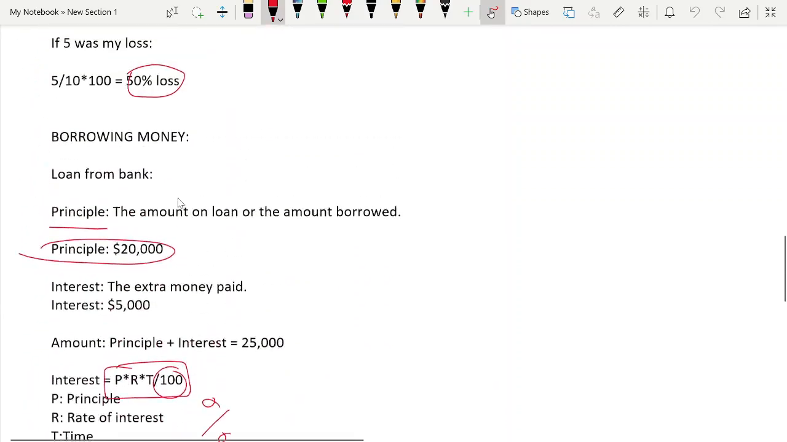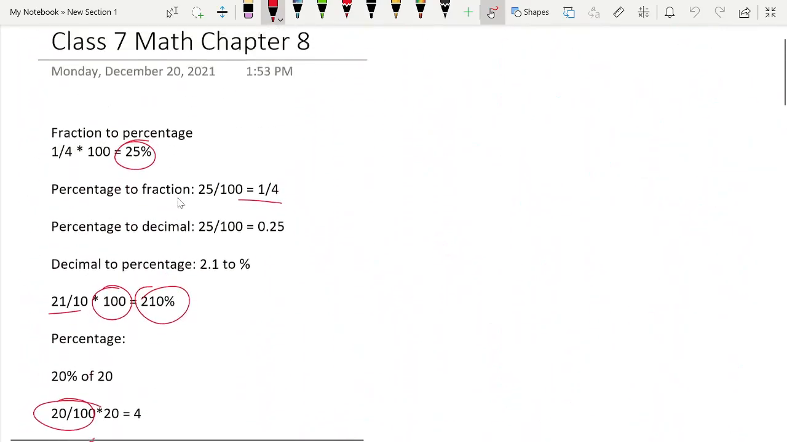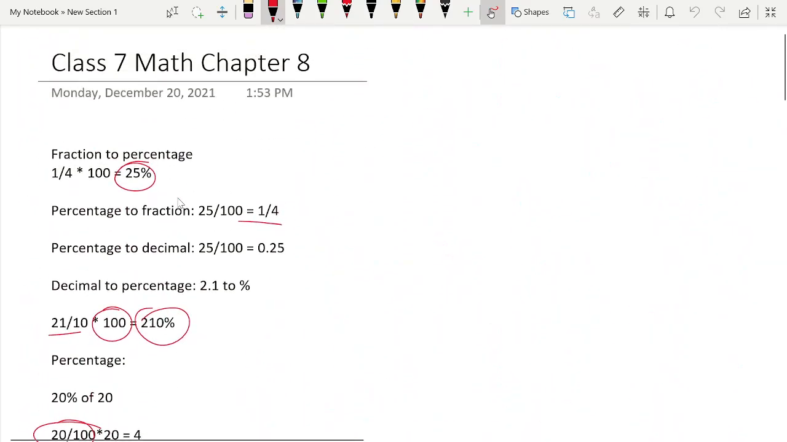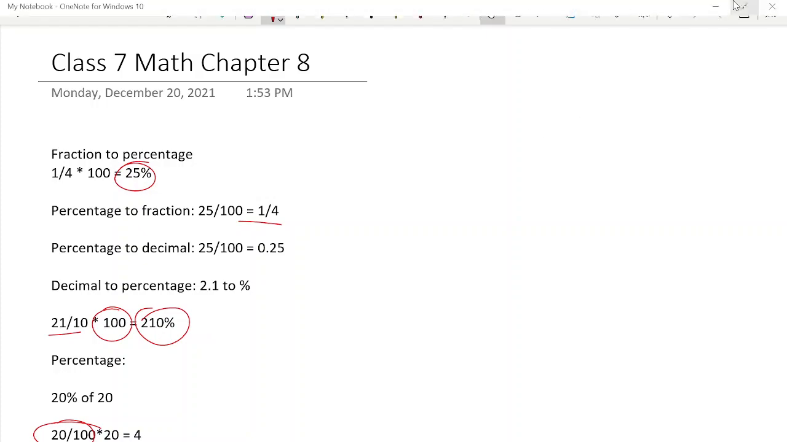So that's our chapter right there. It's very fun to understand and really interesting. So that's our chapter right there. Hope you enjoyed, hope you understood everything, and I'll see you next time.